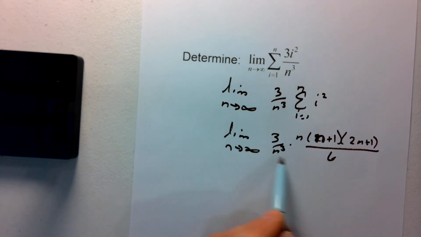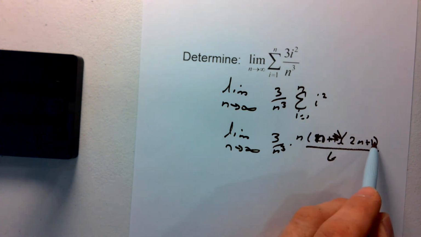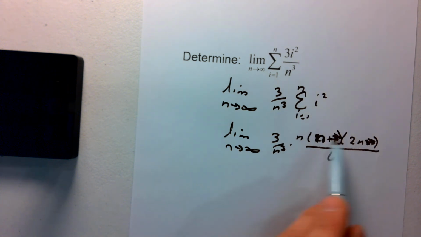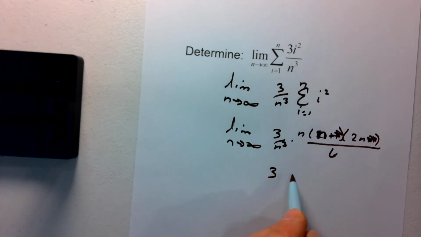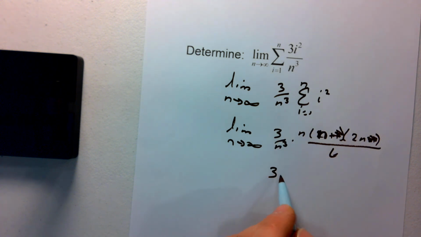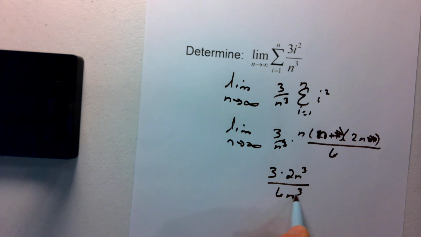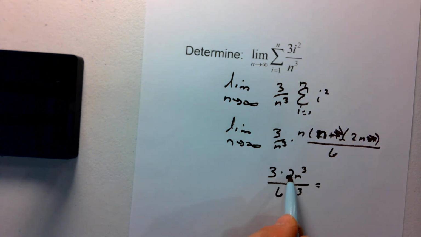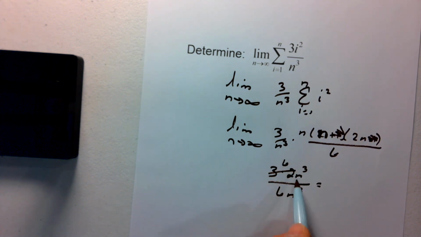Again, to find this limit now, we can get rid of the plus 1 and the plus 1 here because they're not going to have any bearing on the final limit. So we have 3 times n times n times 2n, so 3 times 2n to the third over 6n to the third. 3 times 2 gives me my 6. The n to the thirds are going to cancel. 6 divided by 6 gives me 1. And that's the limit of that summation.